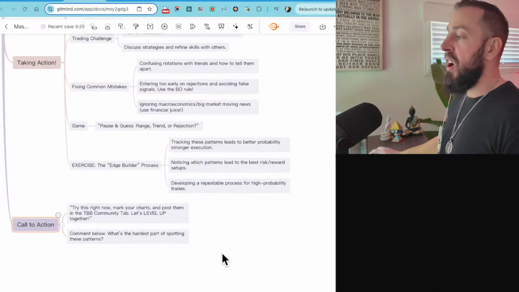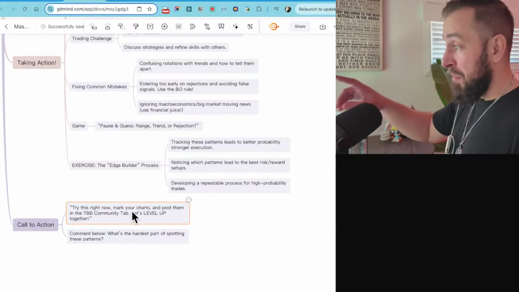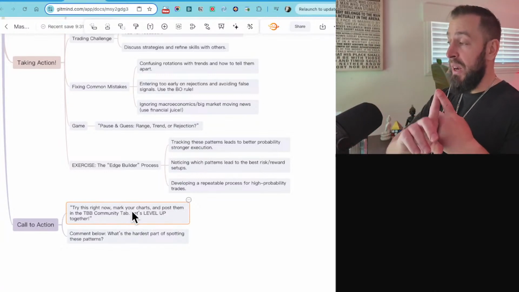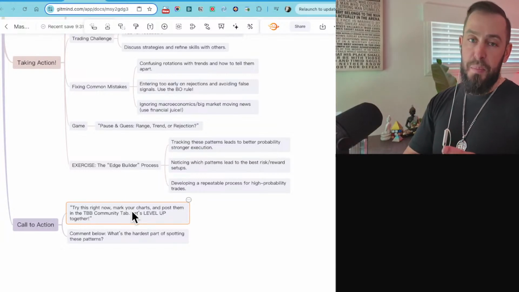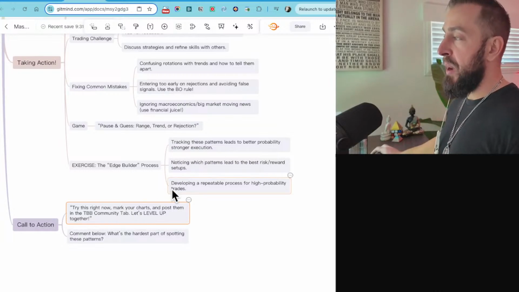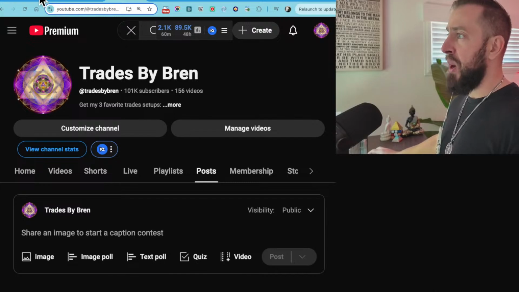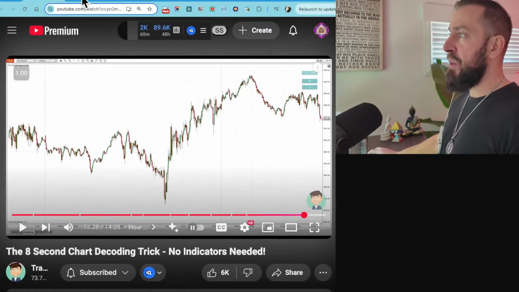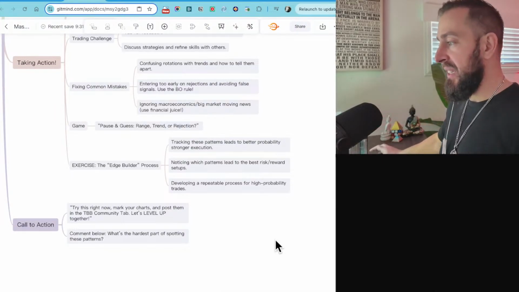And this is your call to action. I want you to try this right now, mark up your charts, and just mark up all the trading ranges and the trends, okay? All the trading ranges and the trends. And for bonus, mark up the rejections, okay? And post that to the Trades by Brent community tab. As I showed you, it's right here. You just click post, or it'll say community, and you will get feedback from other traders, including myself, on that.